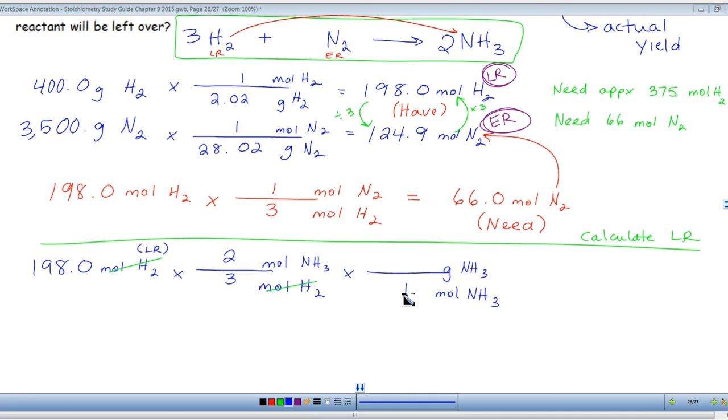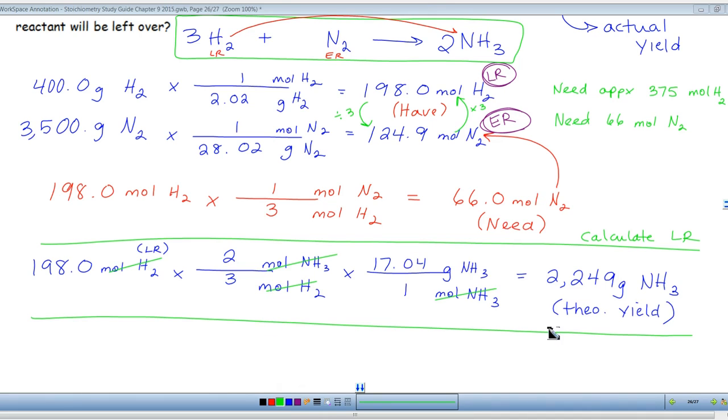1 mole has the mass on a periodic table. Nitrogen plus 3 hydrogen. 17.04 is good. Moles are out, and we can plug this in. Okay, so 198 times 2 divided by 3 times 17.04. Woo! 2,249 grams of ammonia. That's a lot. That's my theoretical yield. Okay, so first we had to calculate the limiting reactant. Then we had to calculate the theoretical yield.